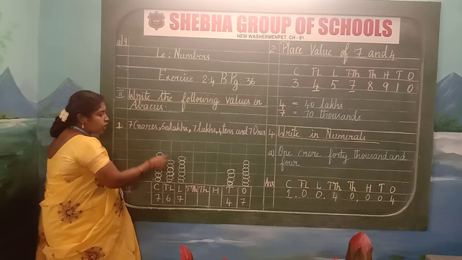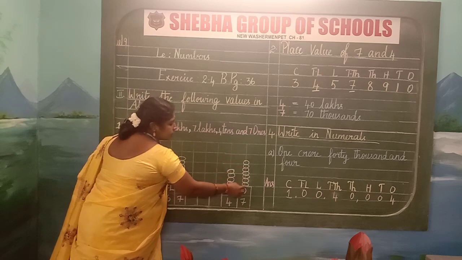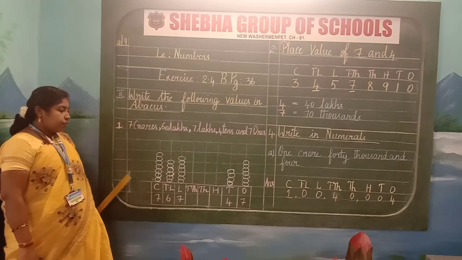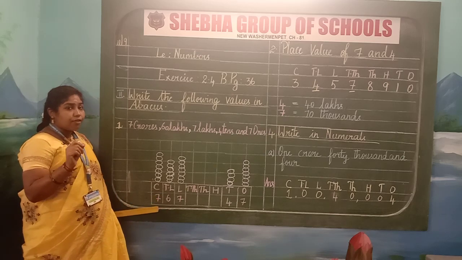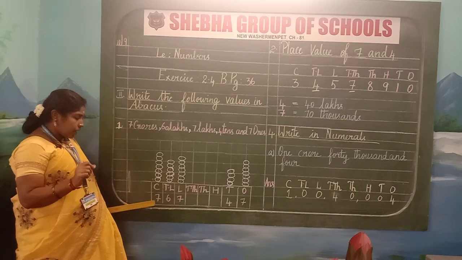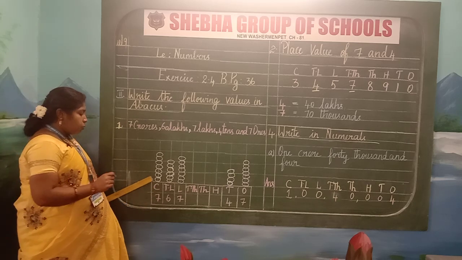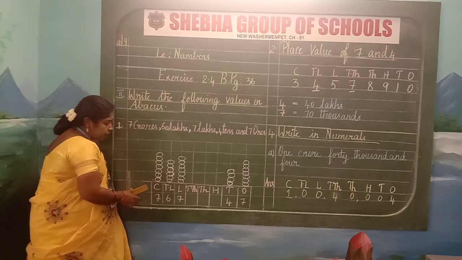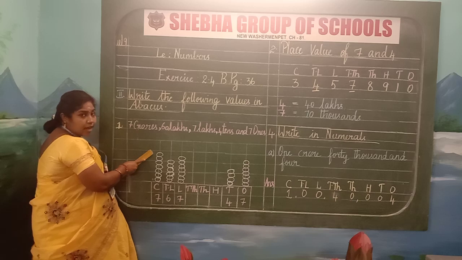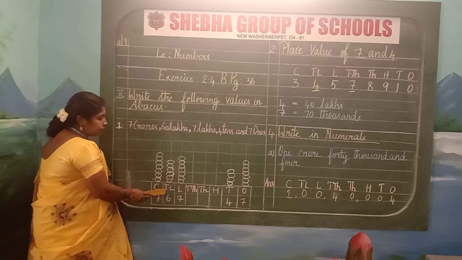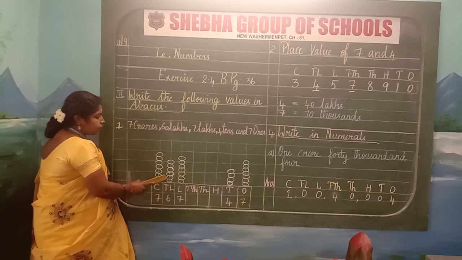Before that, draw the line neatly using your ruler and a pencil for each place value. Clear, children? Now draw the beads according to the numbers here. First we start from the crores. So what's the number here? 7. So we have to draw 7 beads neatly. Put the circle properly. 1, 2, 3, 4, 5, 6, 7. Clear? Next in 10 lakhs, how many do we have to draw? Yes, 6. Draw 6 beads.